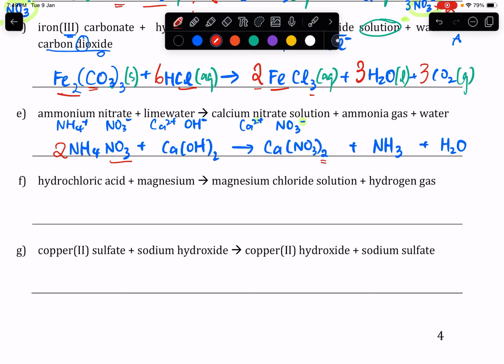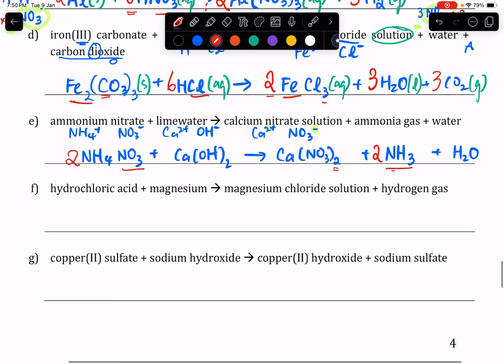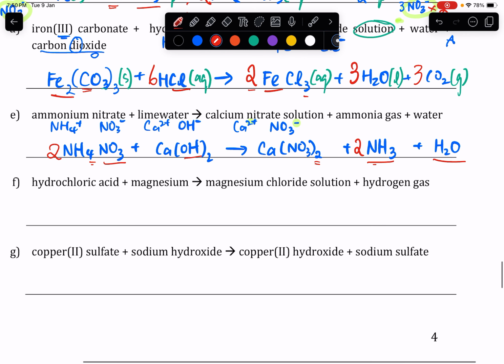Can you see where the NH4 went on the right hand side? Yes, most of it became NH3. So if there's 2 NH4 on the left hand side, there should also logically be 2 NH3 on the right hand side. Now where did the missing H go? Can you see that? One of the H reacted with the OH to form H2O.